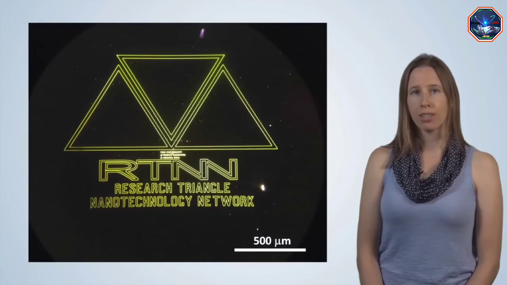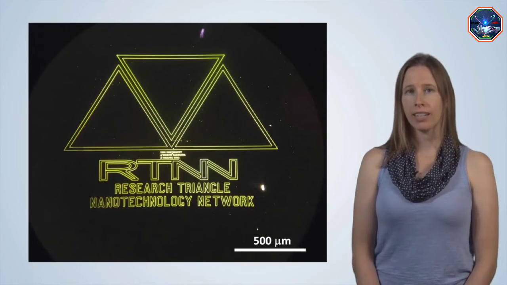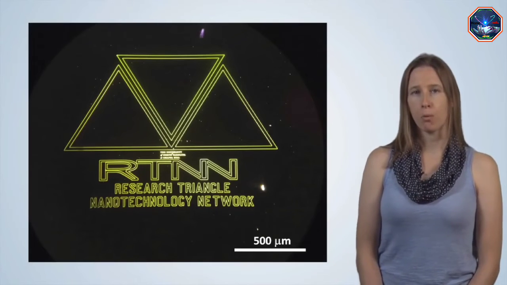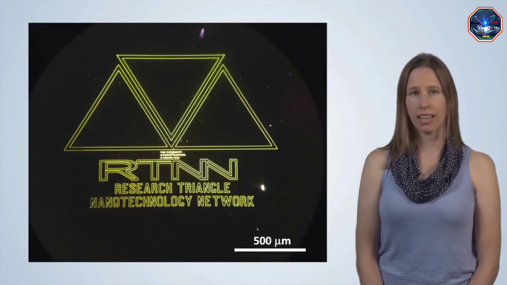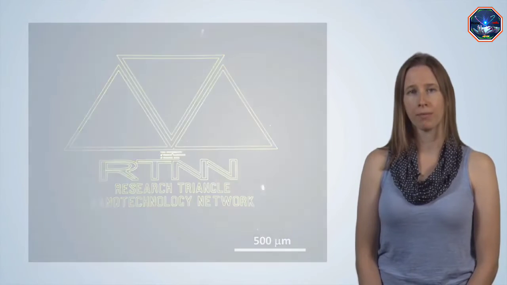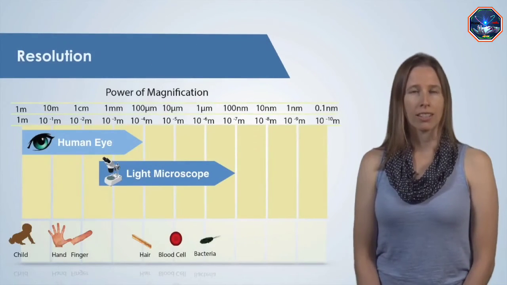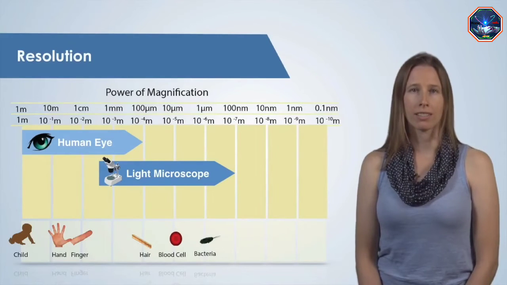Here is an image that shows what can be seen on a light microscope. The RTNN logo in this image is about 1.5 millimeters wide, but the features within it are much smaller. Each letter at the bottom of the logo is about 50 microns wide. As you can imagine, light microscopes opened up a new way for people to look at small things.